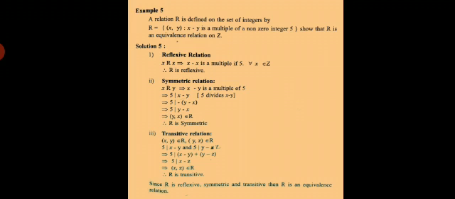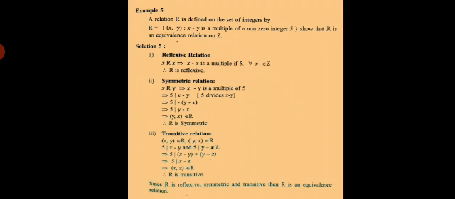Therefore, (y, x) also belongs to relation R. R is symmetric. (x, y) belongs to relation R, it is an integer, and also (y, x) belongs to relation R. Therefore, it is a symmetric relation.